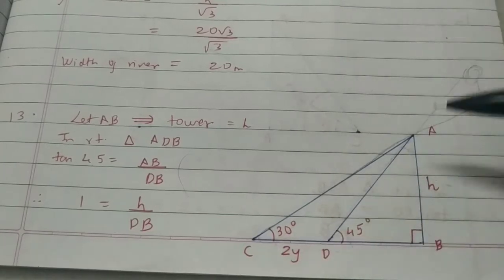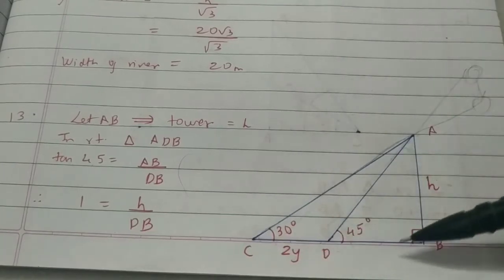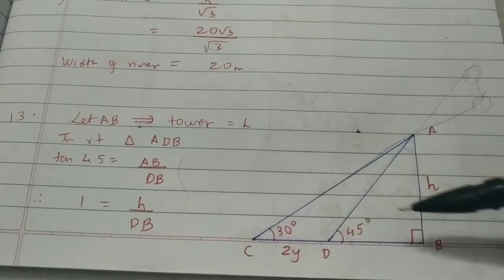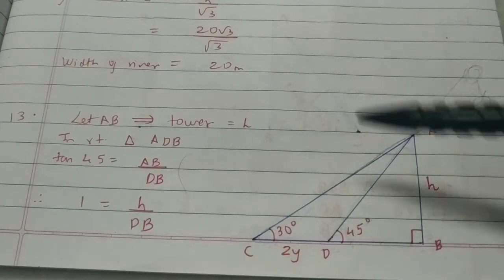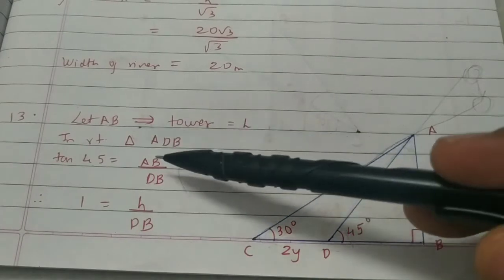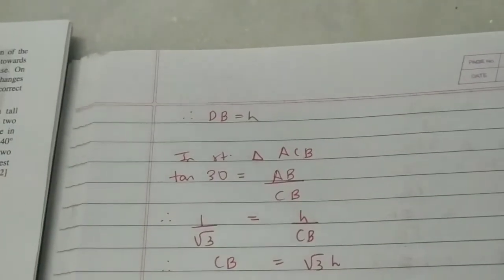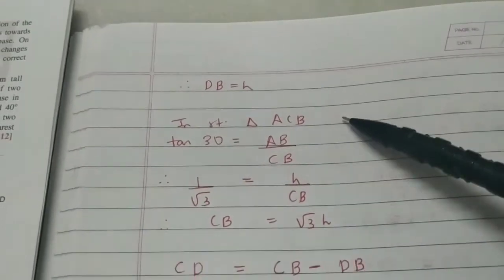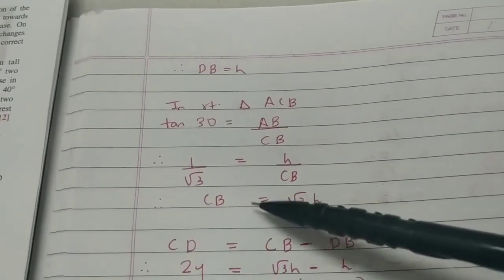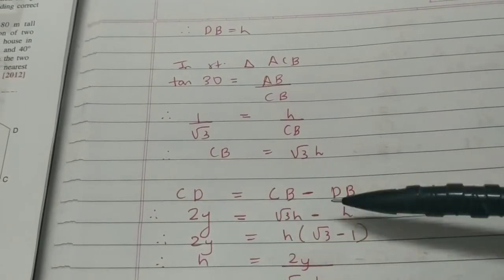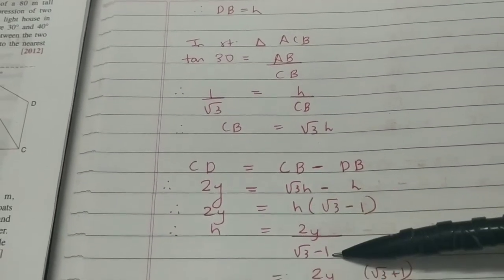So now that we know the diagram, it's easy. Find DB, find CB, subtract it, and you'll get CD. So in right triangle ADB, use tan 45 to get the value of DB. Then in triangle ACB, use tan 30 to get the value of CB. Subtract it because CD's value is known, 2y. And here h is common, we get this.